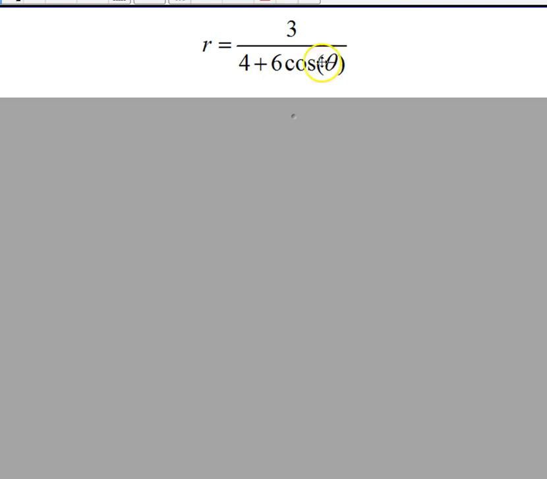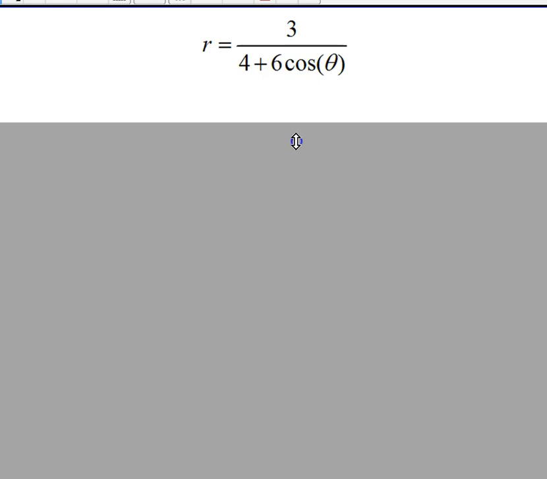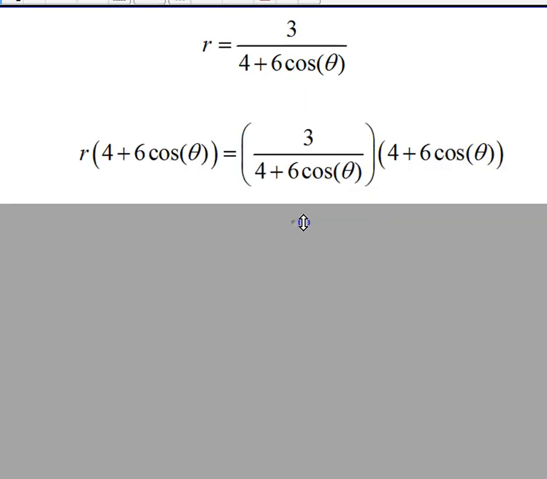When there are variables in the denominator, the first thing that I typically want to do in algebra is to multiply both sides by the denominators to get rid of the variables in the denominator and get rid of the fraction form. So I'm going to multiply both sides by 4 plus 6 cosine of theta. Notice then that on the right-hand side of the equation, the denominators divide out, leaving me with just 3.